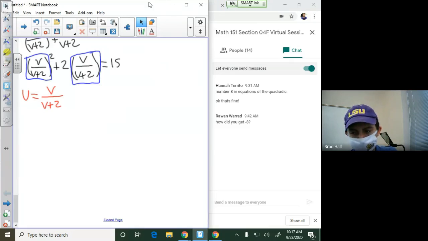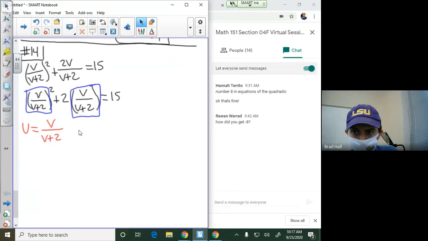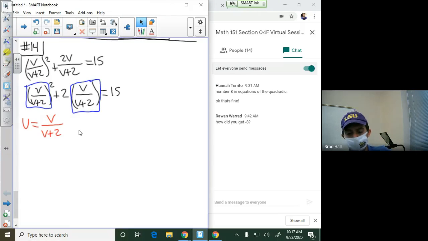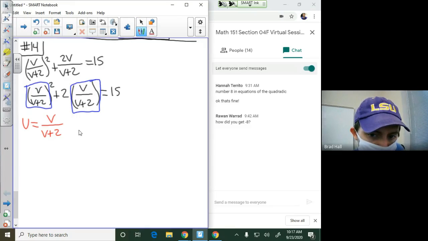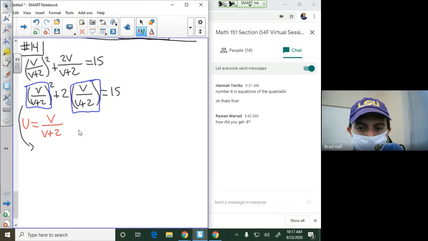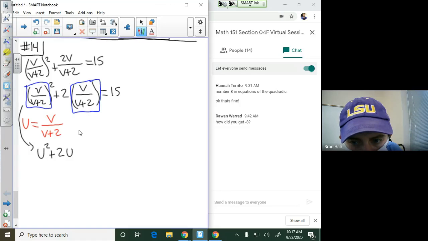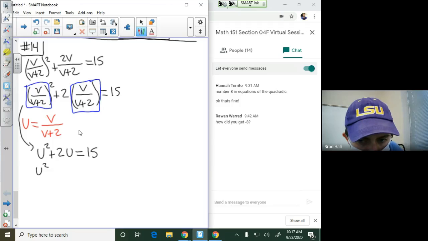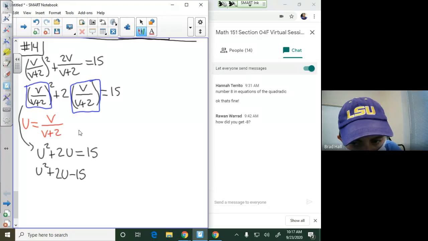And there's a few other ways you can do this problem. You could use the least common denominator, and that's perfectly fine as well. I think this will clean it up very nicely. So by making u this fraction, we would now get u squared plus 2u is equal to 15. And we can quickly move the 15 over to put this into standard form, so that way we can factor.